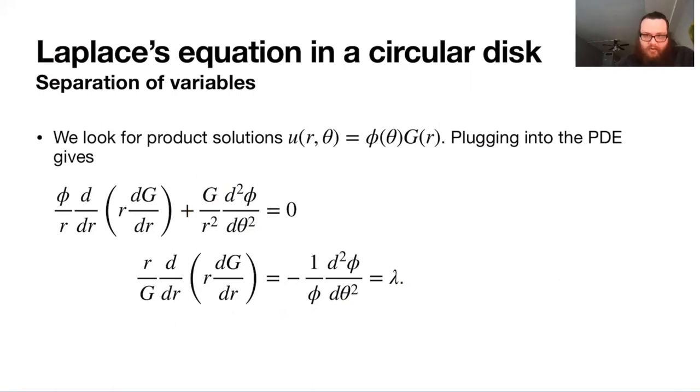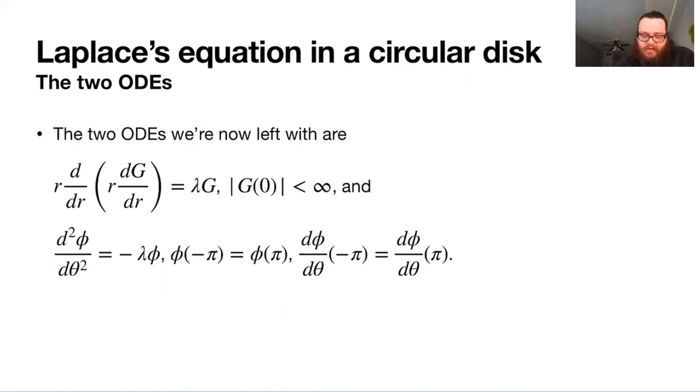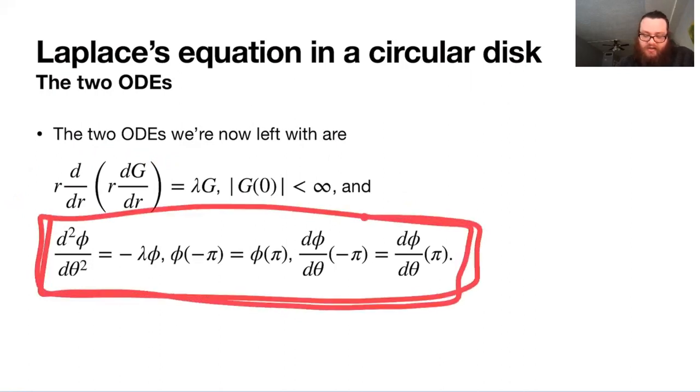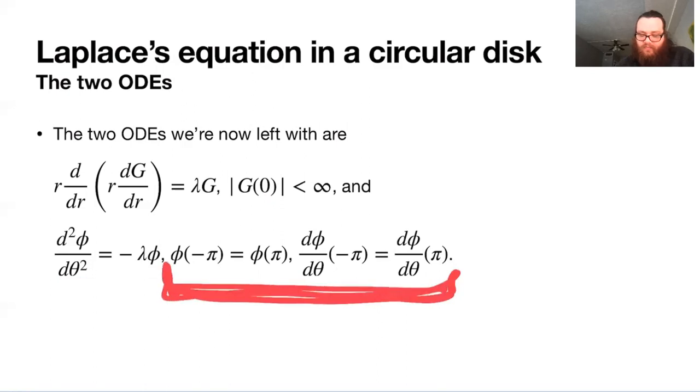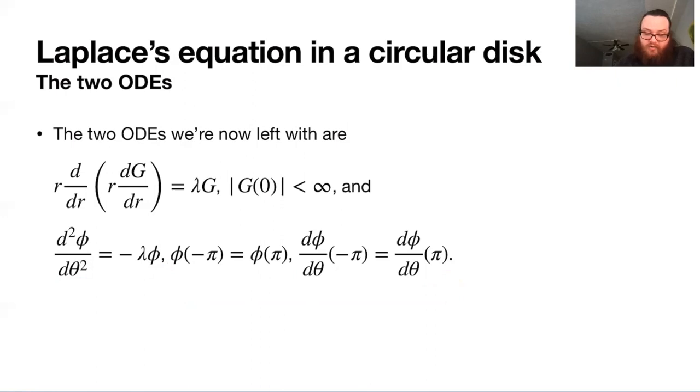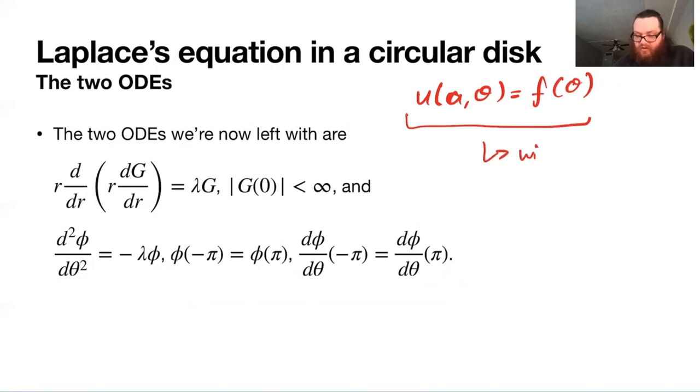Okay, so now let's write out what the ODEs are. Let's also figure out what the boundary conditions look like, and go from there. So 2 ODEs we're left with. This is one of them, where this finiteness condition we're going to put onto the g function. Otherwise, the other ODE is this, where we're asking the second derivative of phi to be minus lambda phi, where the boundary information is this. Okay, so the only piece of boundary information we haven't used is u of a comma theta equal to, I think we call it f of theta. This will be used after we construct our solutions using this principle of superposition.